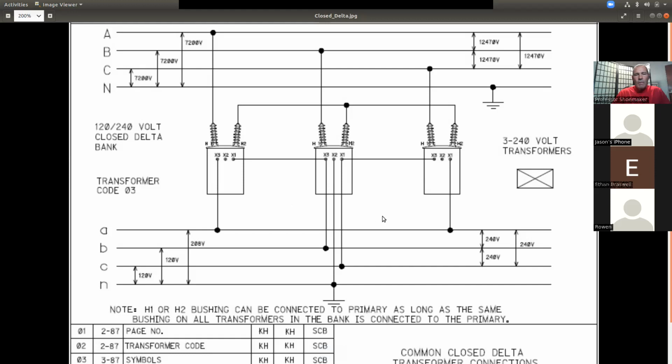You said floating neutral? Floating neutral, correct. All H2 bushings. This is the only bank it happens on. On a closed delta bank, 120, 240 closed delta bank, this is the only one that has a floating neutral. The floating neutral does not connect to our system neutral up here.